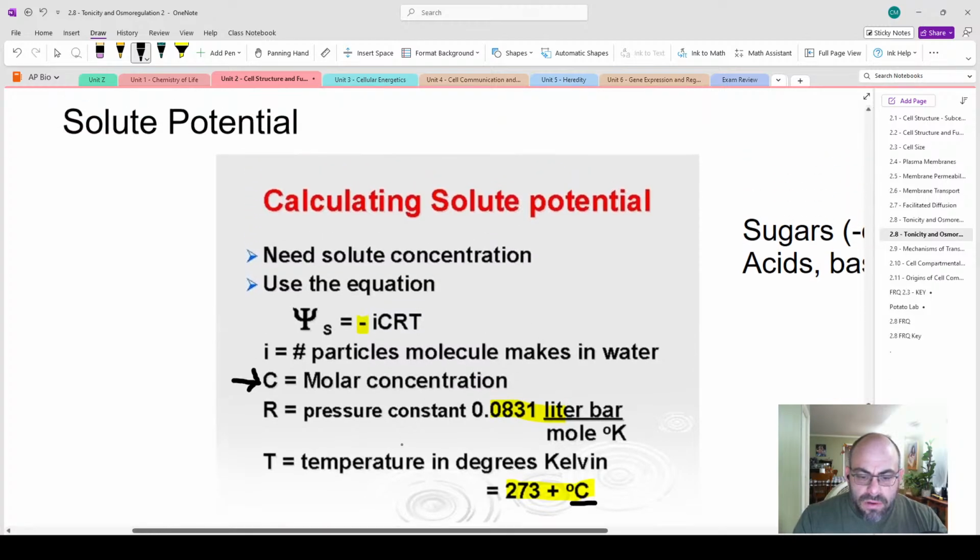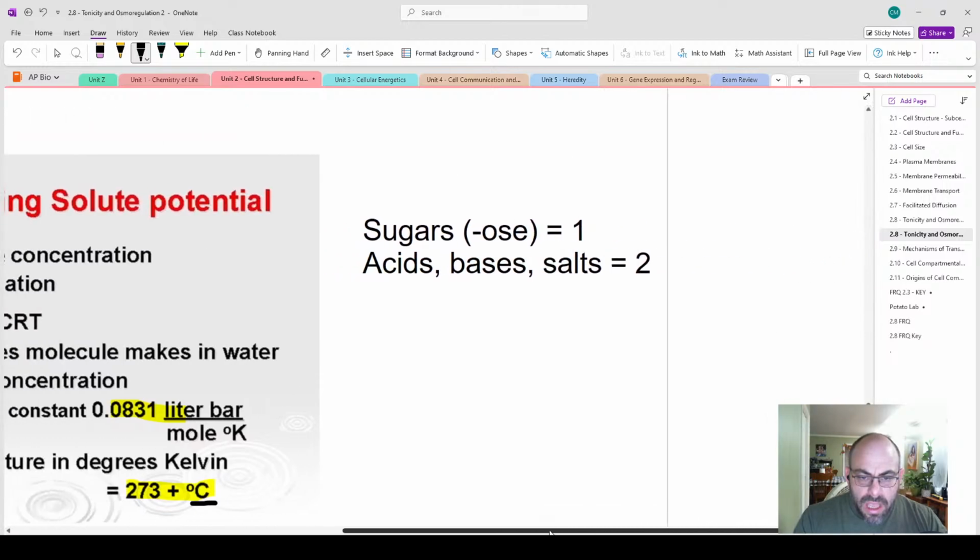And the only thing you have to know is the ionization constant, which is how many particles it makes in water. And we came up with this rule. Sugars, things that end in -ose, are going to be 1. Everything else, acids, bases, salts, are 2. I don't know what an acid is. Is it a sugar? If yes, 1. If no, 2. That's just the way you can think about it.